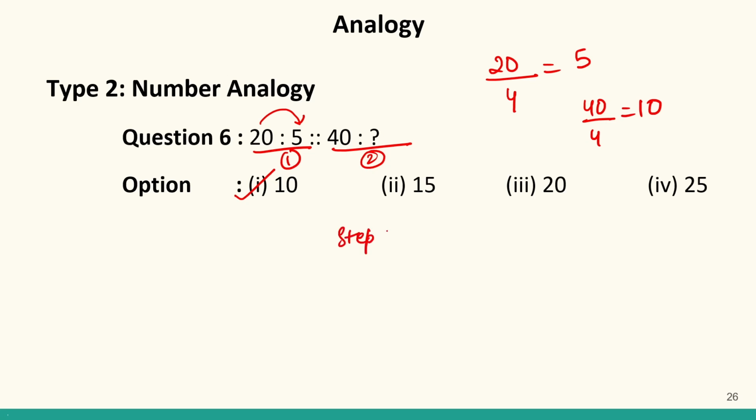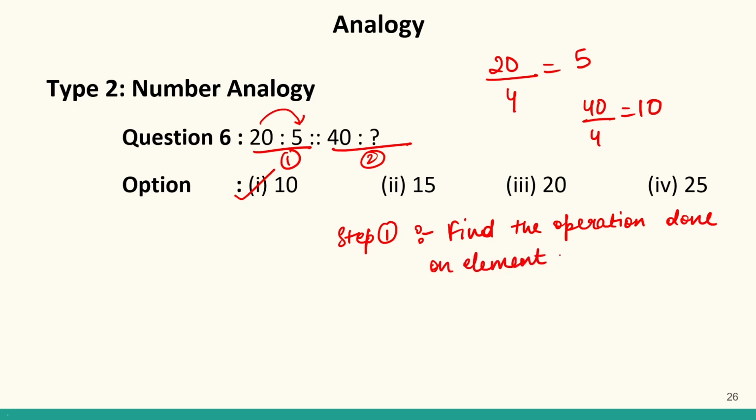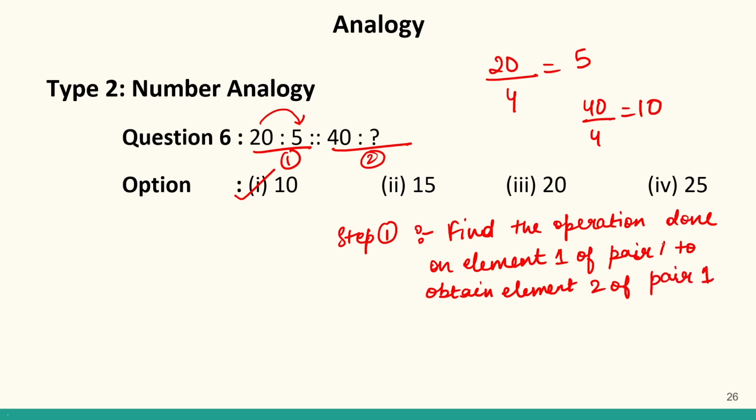First, step 1, find the operation done on element 1 of pair 1 to obtain element 2 of pair 1. So first we have to identify the relationship between the first element and the second element of pair 1.